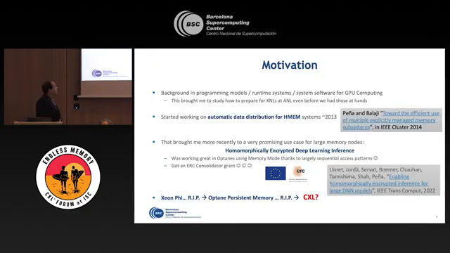My background is programming models, runtime systems, system software, mainly started in GPU computing. This brought me to prepare for the KNL, which was an accelerator, but it had MCDRAM along with DRAM, so it was a heterogeneous memory. I started preparing for that even before it was released, when I was a postdoc at Argonne National Lab. So I started working on automatic distribution for heterogeneous memory systems.